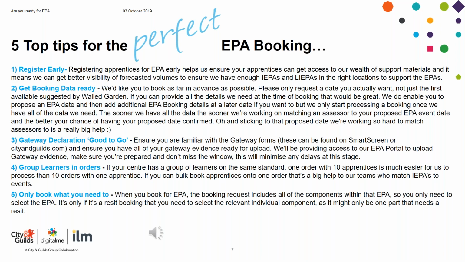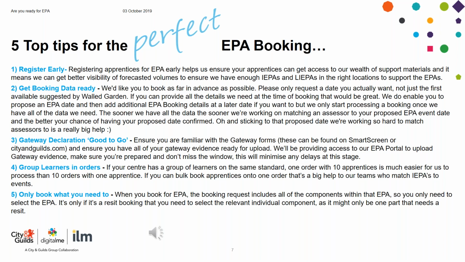2. Get booking data ready. We cannot process a booking until all fields in the booking requirement section, in the on-demand section of Walled Garden, are completed. If fields are missing, the booking will not proceed to the next stage. It's therefore important that when you try to make a booking, you know exactly the address where you'd like the event to take place and all the other relevant information. Not providing this information will slow your booking down.